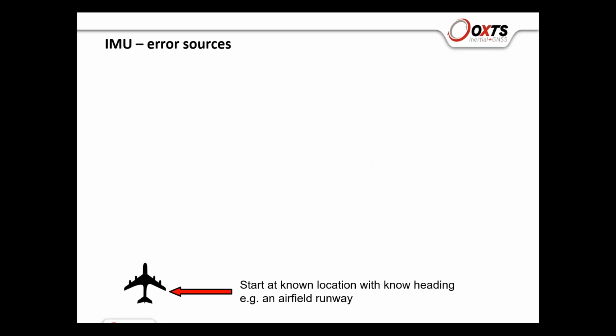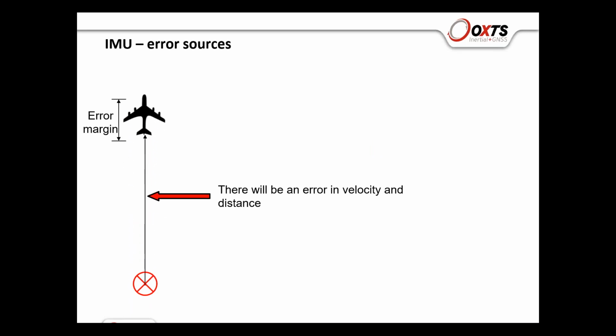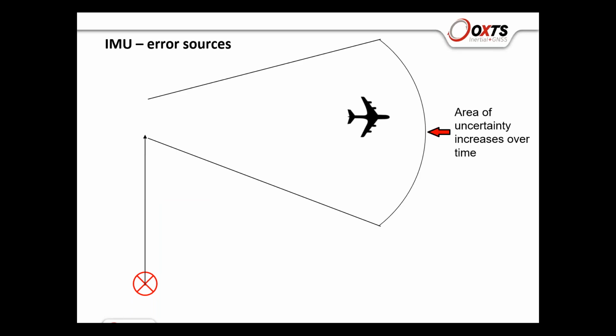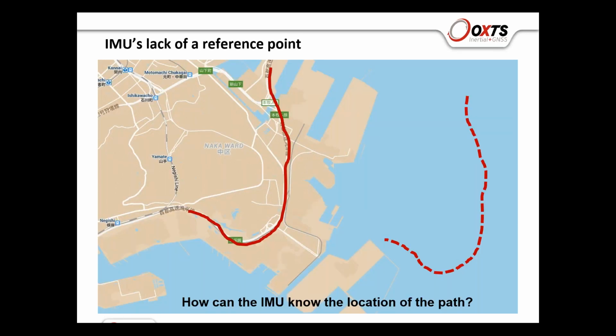How does error relate to this? Well, there's an error margin in your velocity and distance measurements. There's also an error in your orientation. And this means that your area of uncertainty increases over time. An IMU also lacks a reference point.